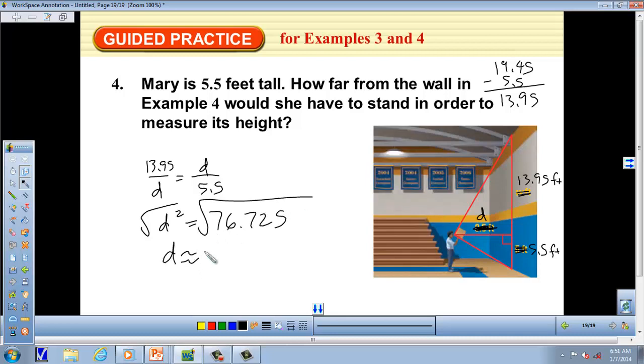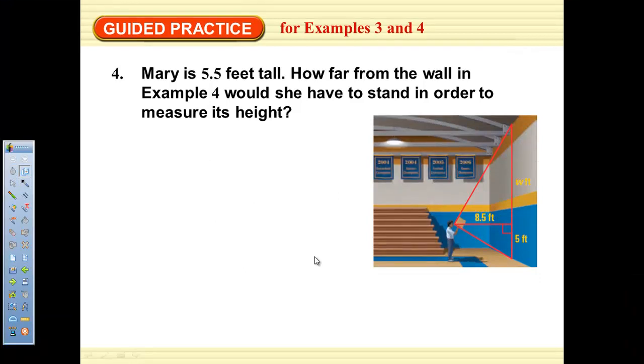This time we will get an approximate. 76.725. Square root of that is approximately 8.76 feet. So that's this distance right here. Okay? 8.76. And we're done.